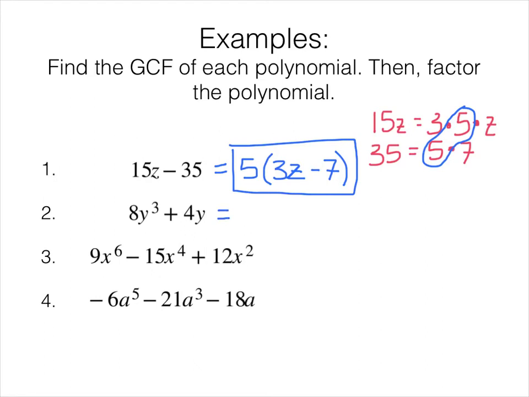So start with finding your greatest common factor. So what's the greatest common factor of 8 and 4? So start with the 4. Does the 4 go into the 8? Yes, it does. So 4 goes into itself and it goes into 8. That is going to be the numerical greatest common factor.